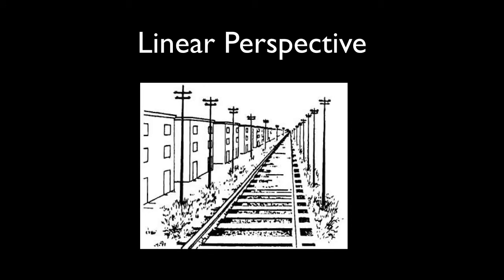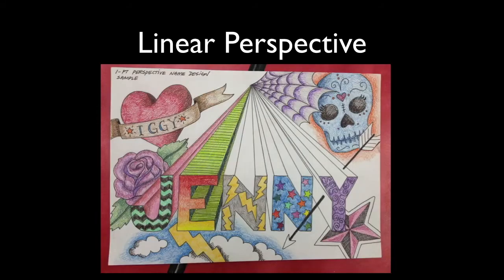Again, here's another example: rows of buildings, rows of telephone poles, railroad tracks, all moving back and disappearing at a single vanishing point. And here is a perspective design done by a student, and these lines make the name really pop out and look like it goes all the way back almost an infinite distance.